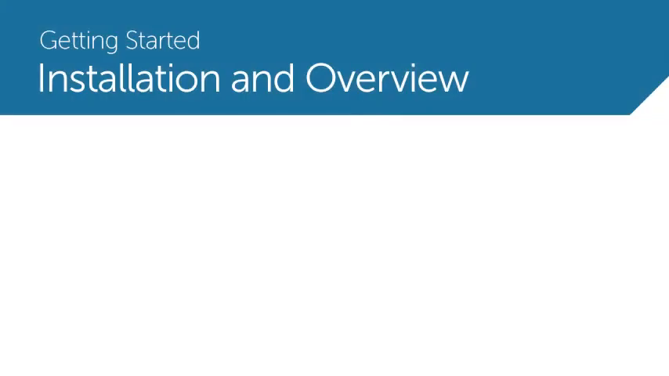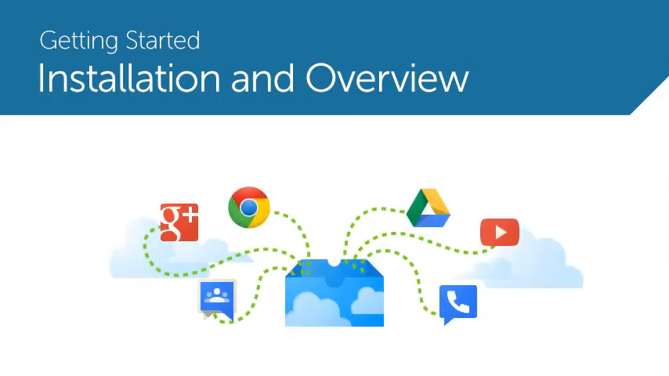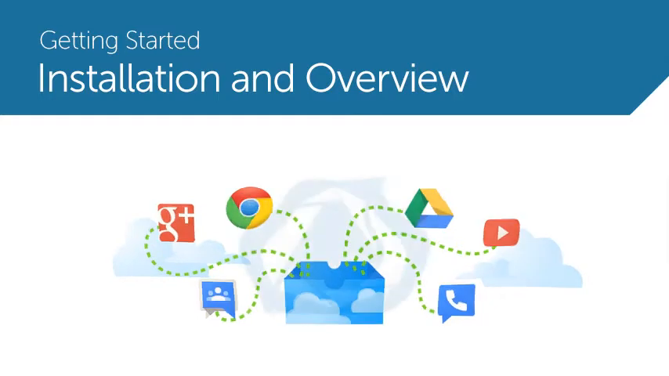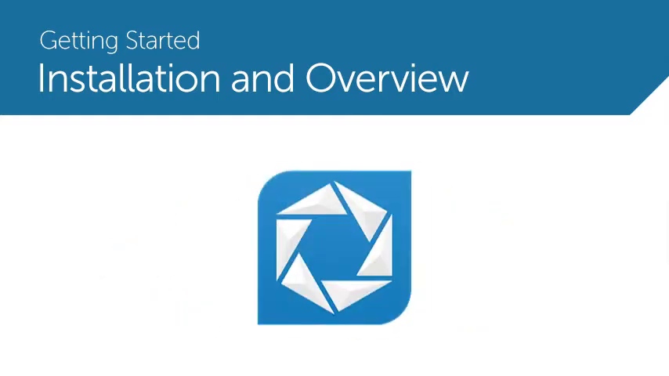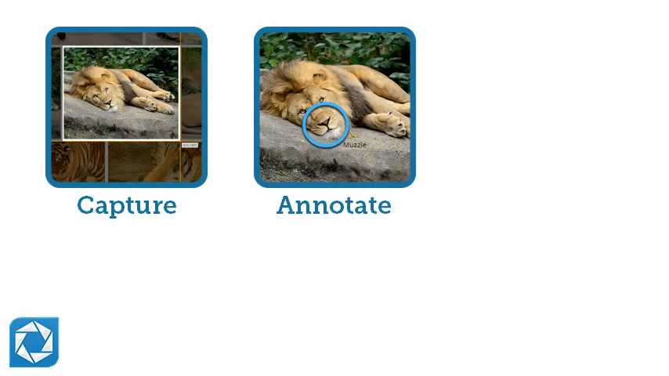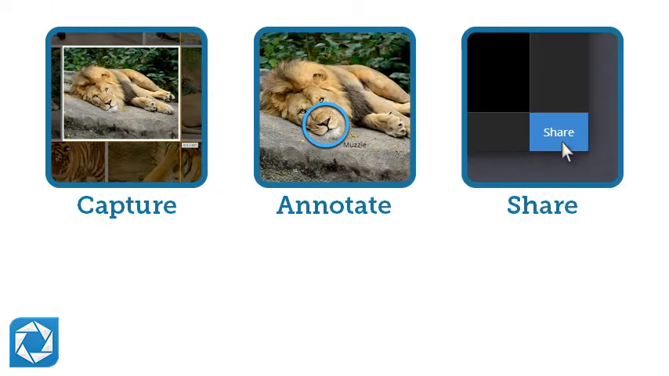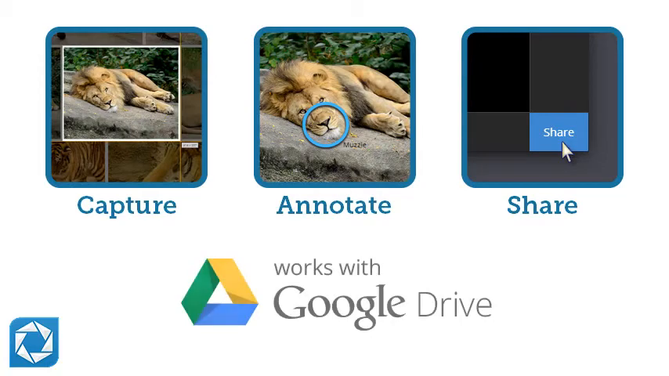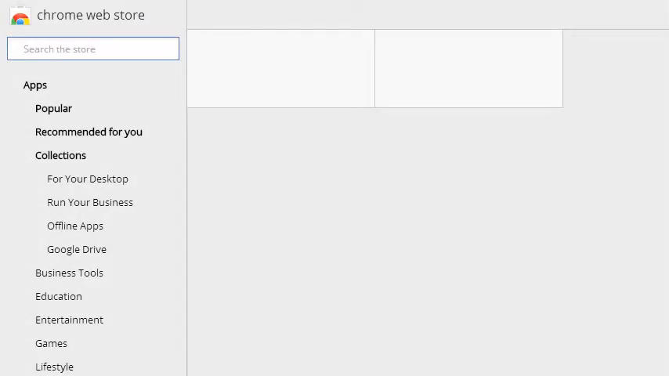If you or your organization are utilizing the Google Apps ecosystem, TechSmith is introducing a new tool you should check out, Snagit for Google Chrome. Snagit lets you easily capture what you see, annotate for clarity, and share your thoughts. And it does it all within Google Drive, so your content is kept together in one place. You can find Snagit in the Chrome Web Store.